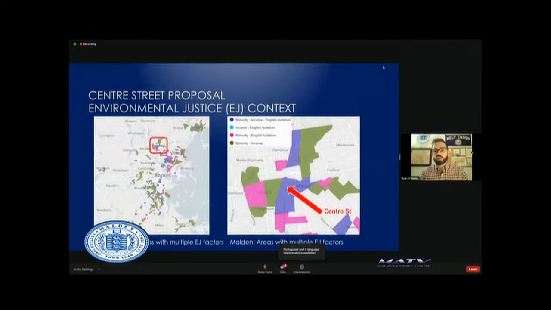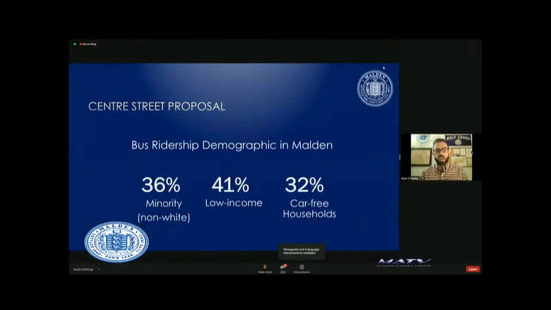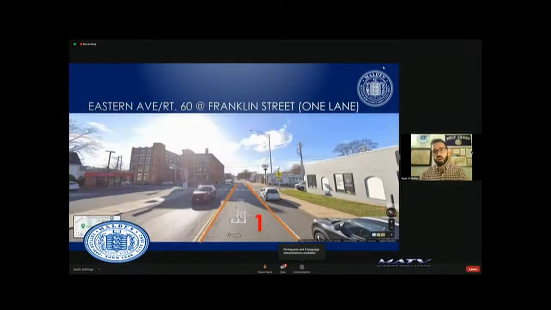Again, it's an environmental justice community. The demographics here are 36% non-white minority, 41% low income, and 31% are completely car-free households. And visuals are big for me. So this is going westbound. On the left here is the gas station and the Bank of America at Franklin Street. And then on the right here is that paint place. And then you'll get up to, I think, the Malden Mills on the left there.